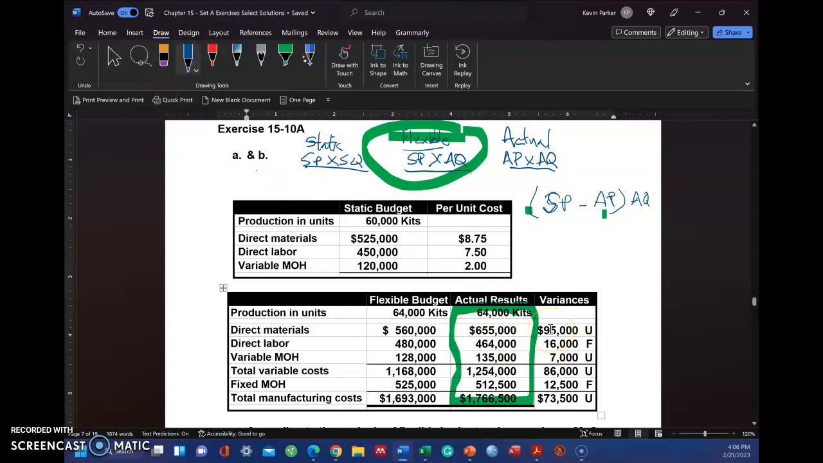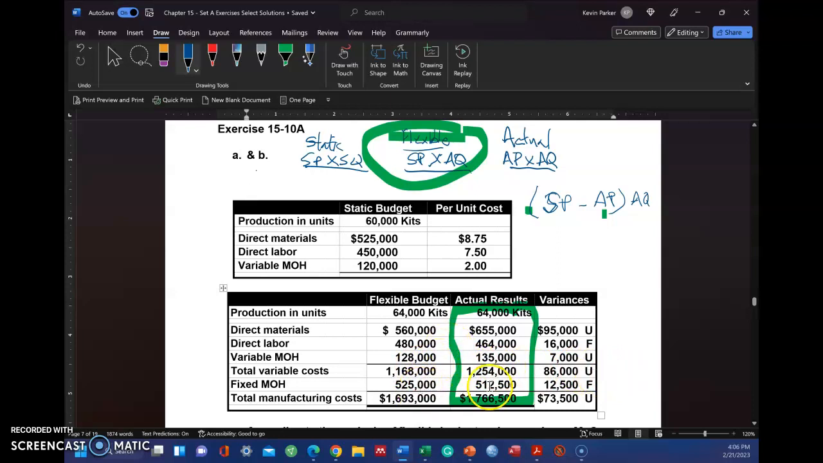Now you could take 95,000 unfavorable, add 7,000 unfavorable, add them together, and then subtract out 16,000 favorable. The biggest amount of these numbers is unfavorable, so the answer will be unfavorable. So 95 plus 7 is 102, minus 16,000 is 86, and it's unfavorable. Obviously, that's the bigger number of these three totals. You could have done this: total variable costs are higher, so that's unfavorable, and you get the difference.